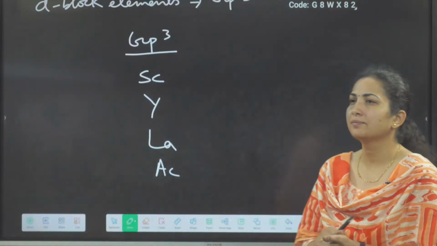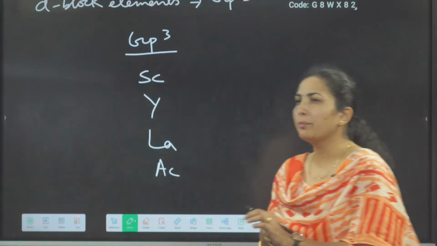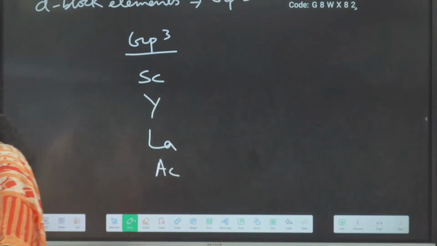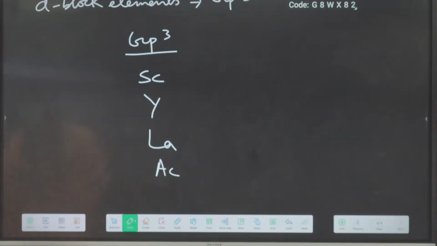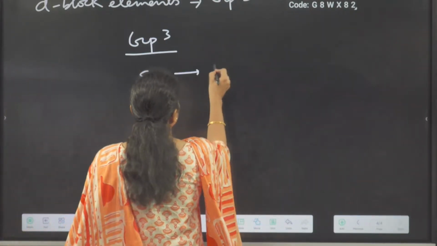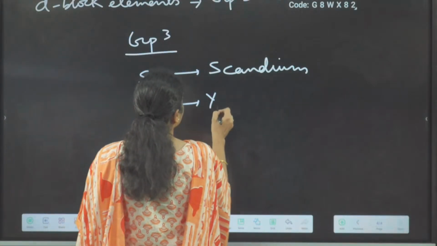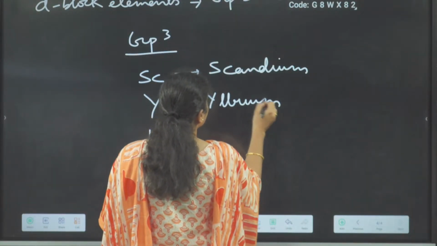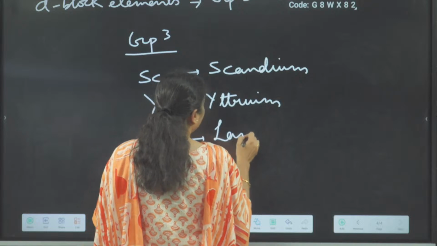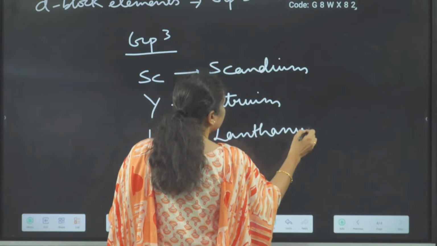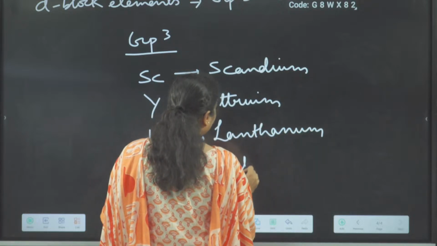Ac. Lanthanum, very good. Many people have written it correctly. Wonderful. Ac stands for which element? Do we know about it? Actinium. Very good. So we'll write down the elements here: scandium, yttrium, then you have lanthanum, and then you have actinium.